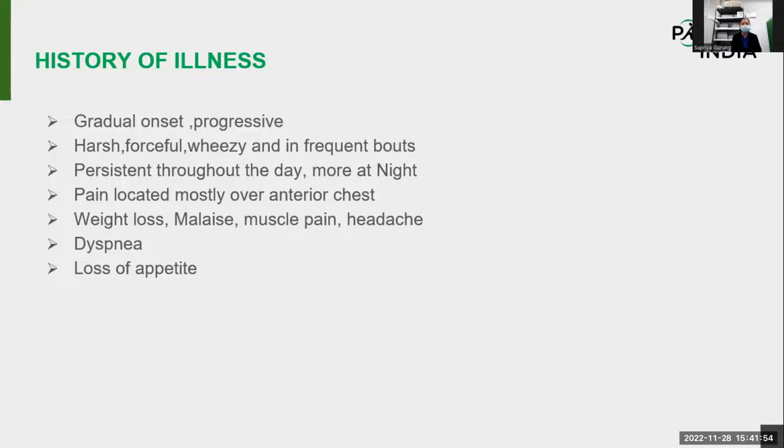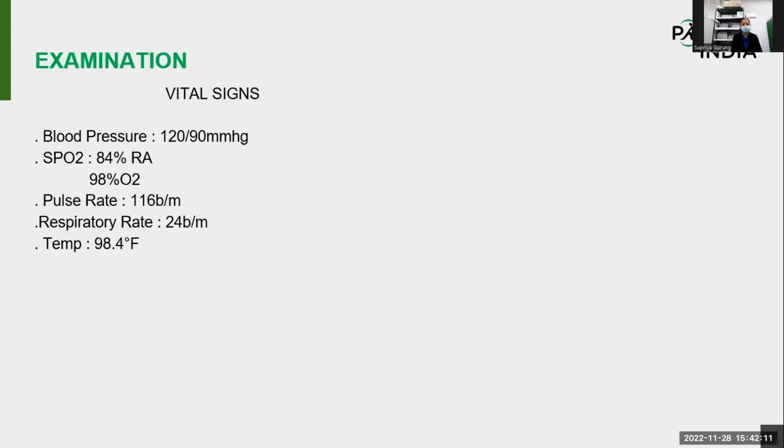The cough was harsh, forceful, and came in infrequent bouts. It was persistent throughout the day, but worse at night. Pain was located mostly over the anterior chest. The patient had weight loss, malaise, muscle pain, headache, shortness of breath, and loss of appetite. Examination was also done for this patient.